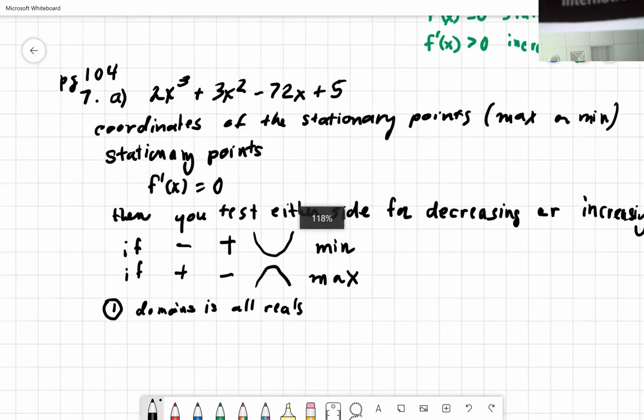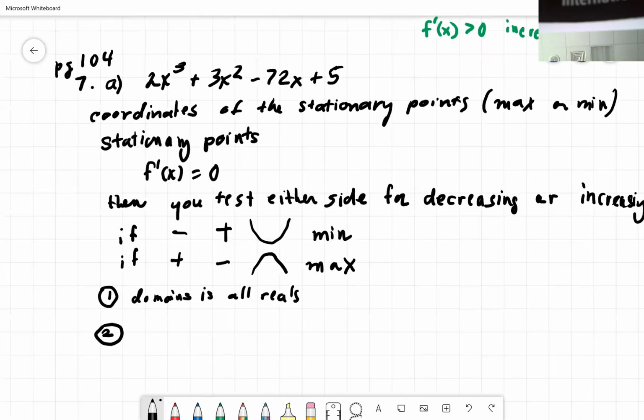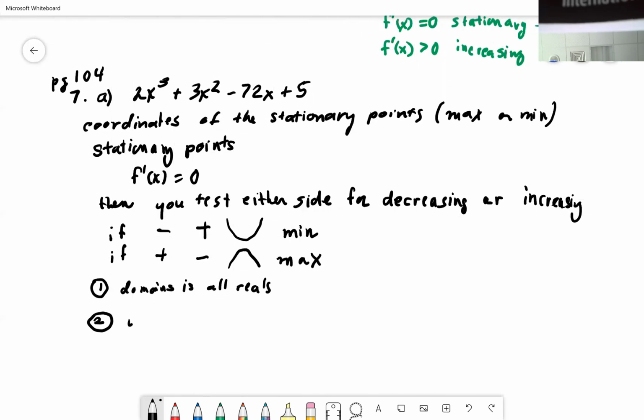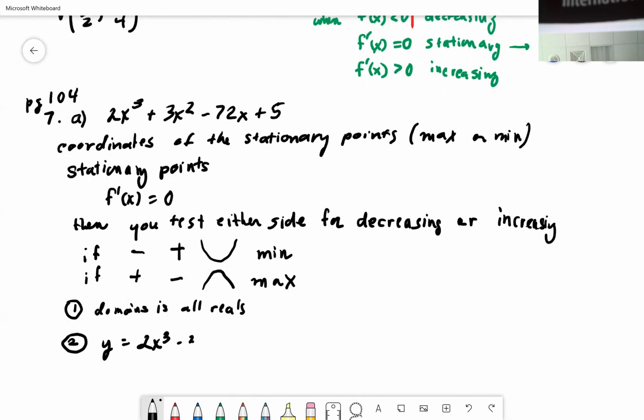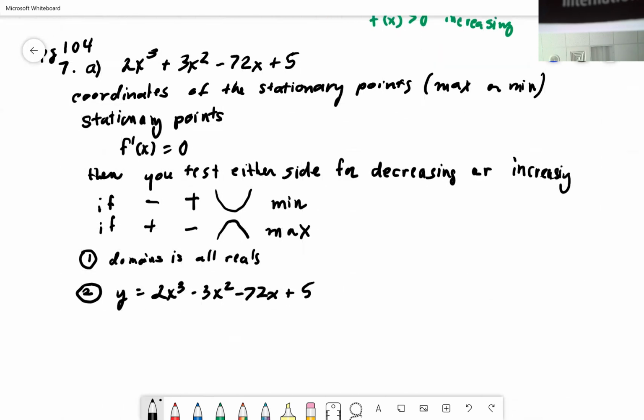Now, the second thing I'm going to do is find the derivative of this. y equals 2x to the third plus 3x squared minus 72x plus 5. Let's do the derivative for it. What's y prime equal to then? 6x squared. What else? Minus 6x. What else? Minus 72. Yep, that's our derivative. Now we're trying to find our stationary points.